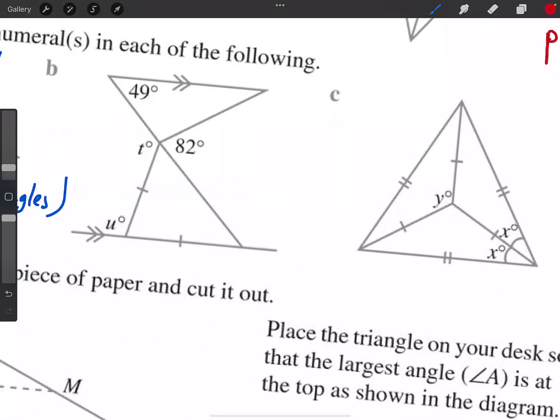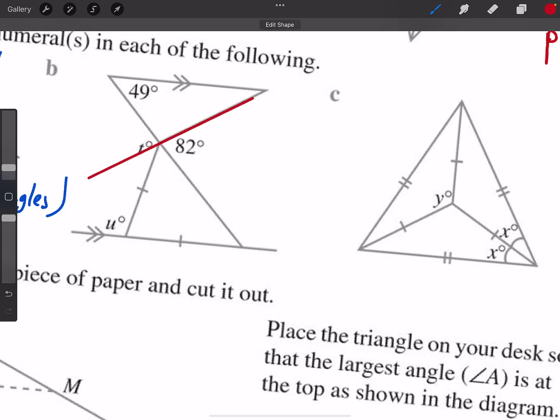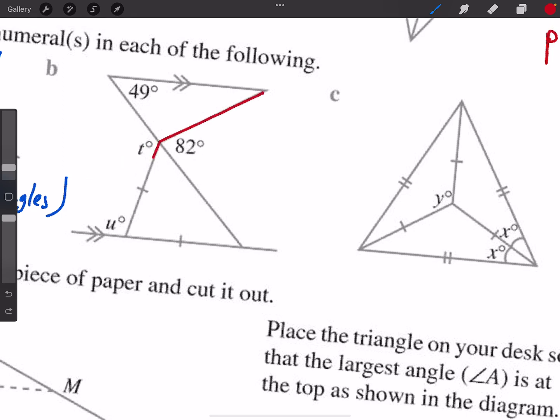Question B. We have, what do we have here? Do not think that this is equal, okay? They're not vertically opposite angles because it's not a straight line. If it is, it will look like this. But it goes like this and then it bends down, so it's not a straight line. Can't use vertically opposite. But what we can do is I can work out this angle here. This angle is equal to this angle, 49. These are called alternate angles.